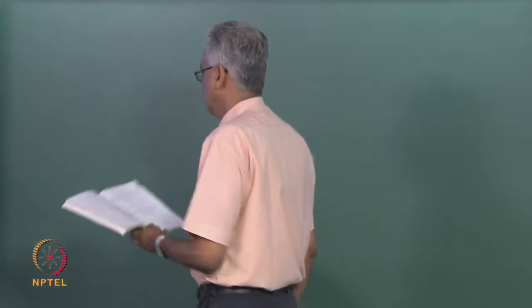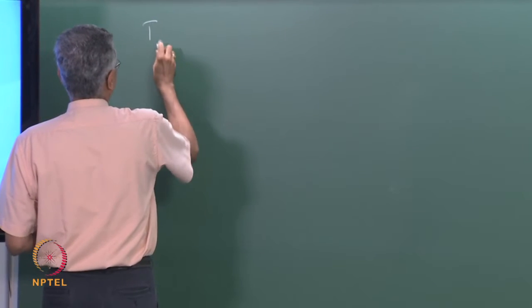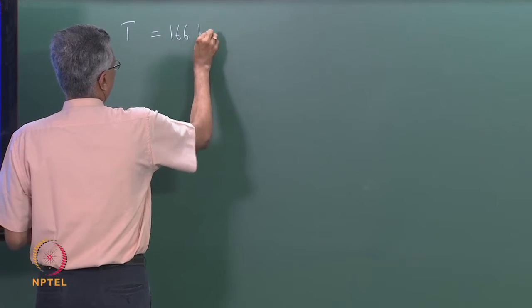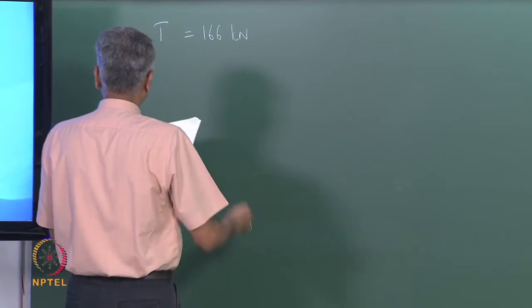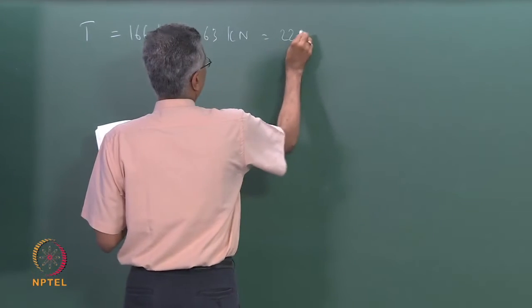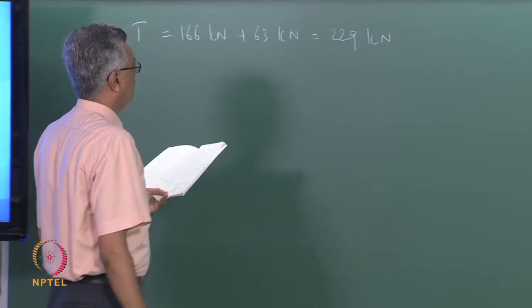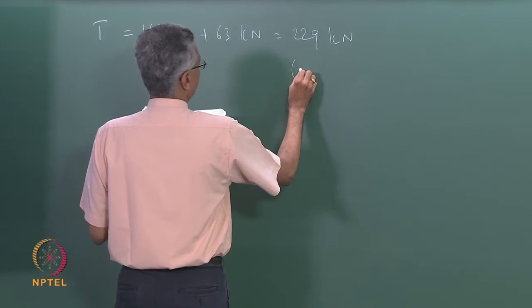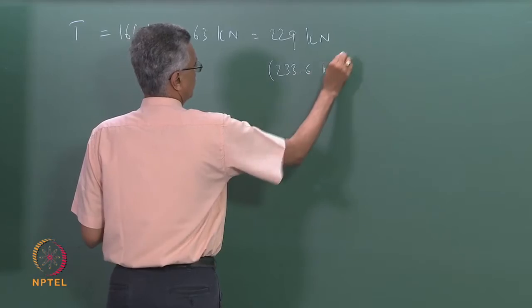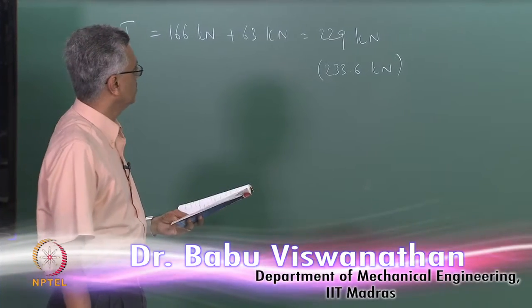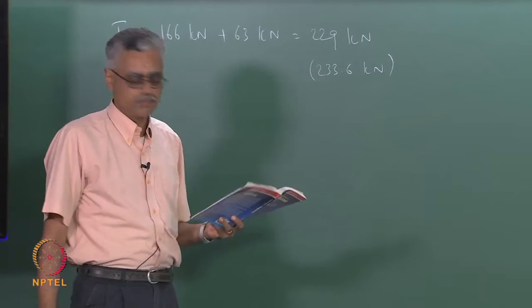So in the last class, we calculated the value for the total thrust under static condition. We said that the total thrust was composed of 166 kilonewtons of thrust from the fan and 63 kilonewtons of thrust from the core engine, which worked out to 229 kilonewtons of thrust. And we compared this value with the value quoted by the manufacturer, which was about 233.6 kilonewtons. So the comparison appears to be reasonably good. So we come to the conclusion that the calculation procedure is probably okay.